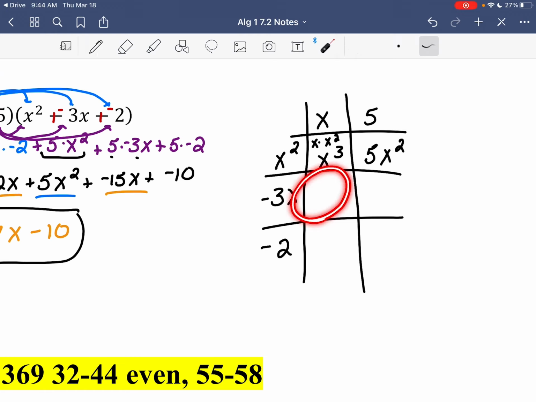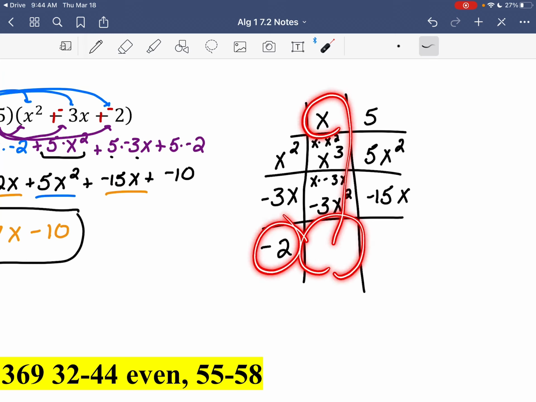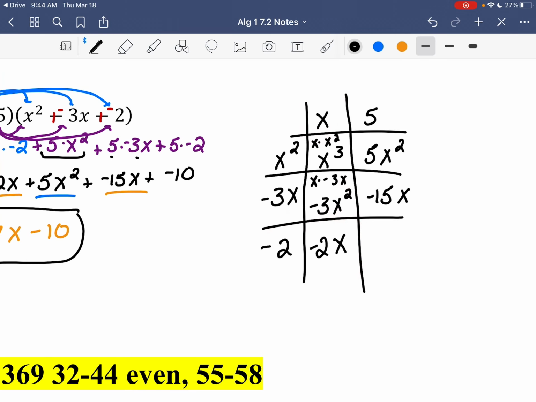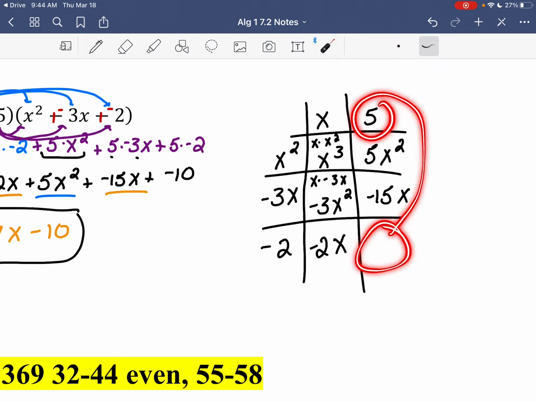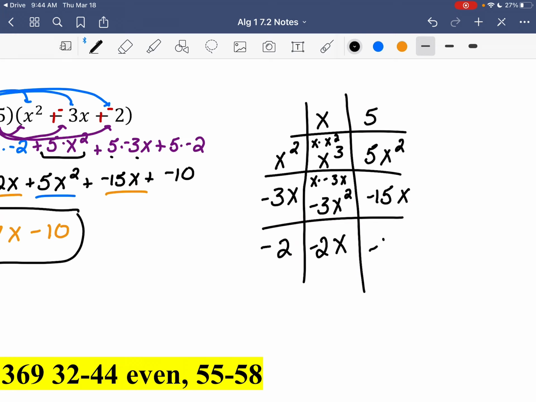Okay, this one here is going to be my x and my negative 3x. So I'm going to take x times negative 3x, which is negative 3x squared. This one is my 5 times my negative 3, so that's negative 15x. And then here I take my x times my negative 2, negative 2x. And then this last one is the 5 times the negative 2, which is negative 10.